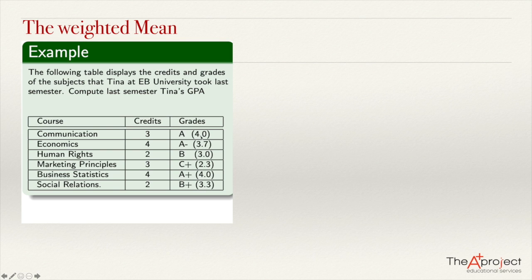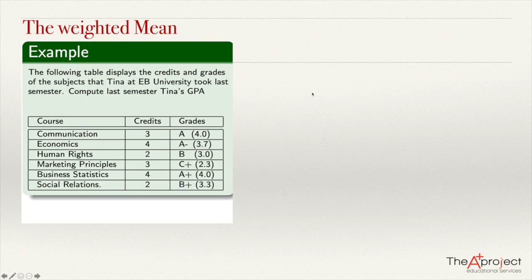We need to compute the average of these grades, but these grades have different weights, because for example, this grade for communication has a weight of 3 credits. So the credits will be the weight in this case. The 3.7 that he got in economics has a weight of 4, etc. So to get this average, we are going to use the weighted average, the weighted mean.